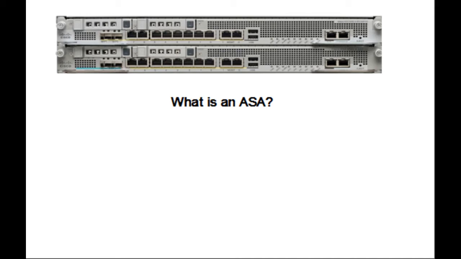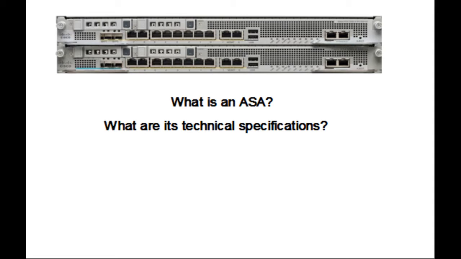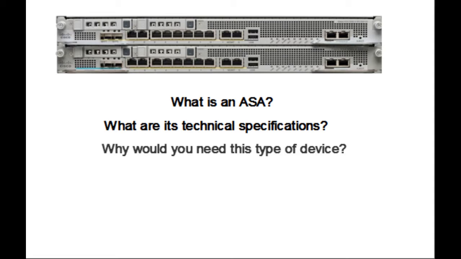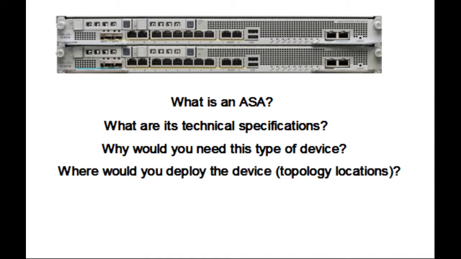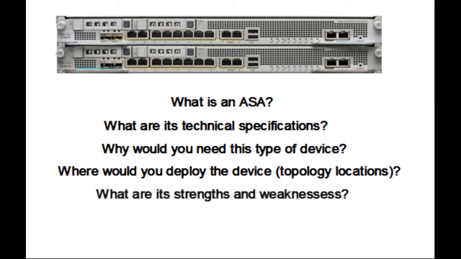So what we're going to talk about during this presentation are some pretty basic things about the device, and we'll start with just discussing what the ASA is. We'll get into the technical specifications of the device. We're also going to take a look at why you would need this type of device, and what circumstances would warrant this size device or this particular type of device. We'll take a look at where you would deploy the device within your particular network topology. We'll take a look at the device's strengths and weaknesses, as well as any alternatives. Are there any competitive devices out there that would be able to perform at the same capability level?